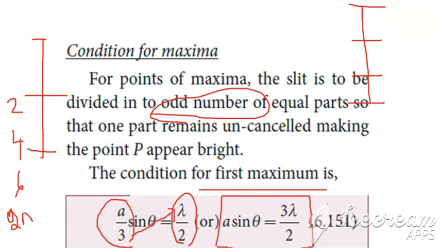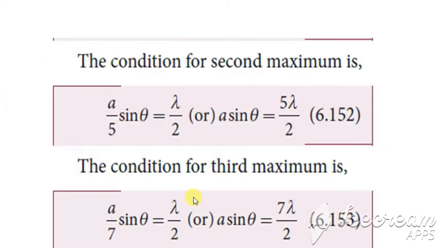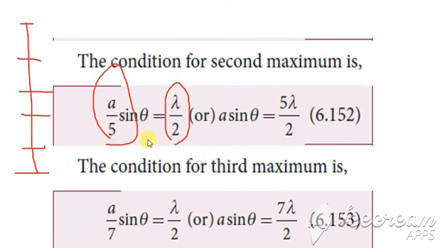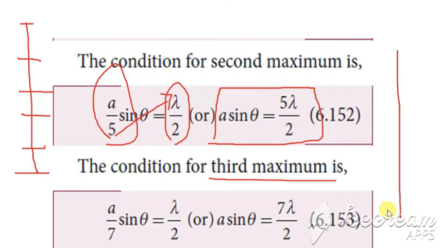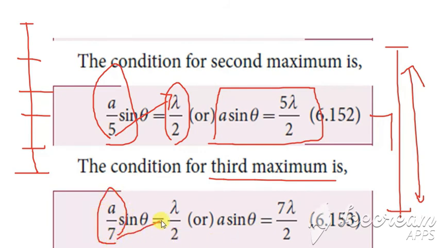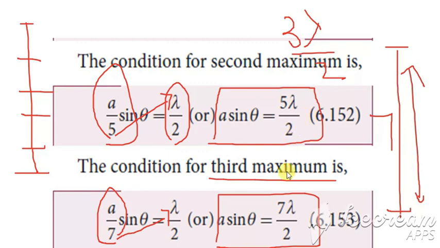Yes, same way, next is for the second maximum. So for the second, you will be considering 5 parts. Okay, and so we are writing A divided by 5, which is equal to lambda by 2. The 5 goes here, and so A sine theta is equal to 5 lambda by 2. And next, for the third maximum, we are going to split this into 7 parts. Okay, so when you are splitting as 7, we get A divided by 7 sine theta. So bring this 7 this side, so we get A sine theta, which is equal to 7 lambda by 2. So first we got 3 lambda by 2, 5 lambda by 2, then 7 lambda by 2.